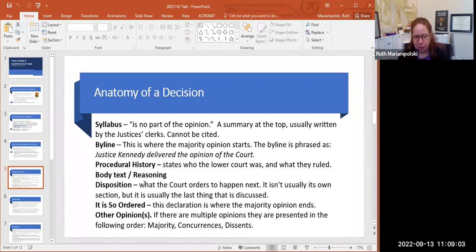Finally, after it is so ordered, other opinions will be presented. If there are multiple opinions, they are presented in the following order: majority, then concurrence, then dissent, and we'll discuss what all those terms mean.